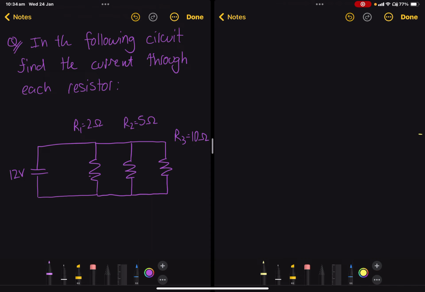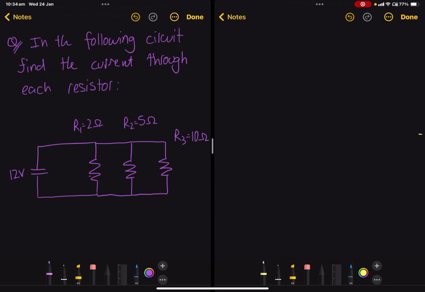Now, in a question like this, we know that resistance is equal to voltage divided by current, and this implies that current is equal to voltage divided by resistance. So there's a few different ways we could do this. Some of them are fairly long, some of them are fairly short.